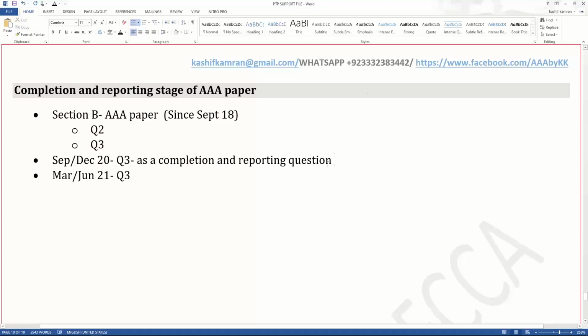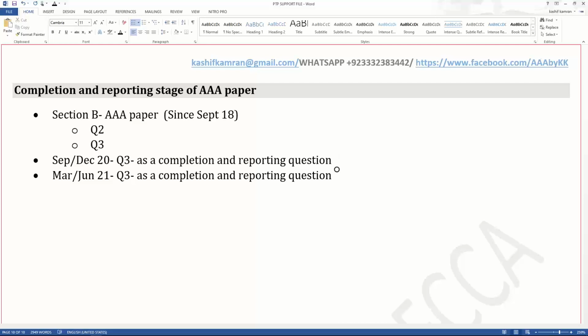Which is very logical, right? The question number 1 is a planning question. So the examiner is going in a very logical order now. And the last question of the paper, question number 3, is a completion and reporting question, right?